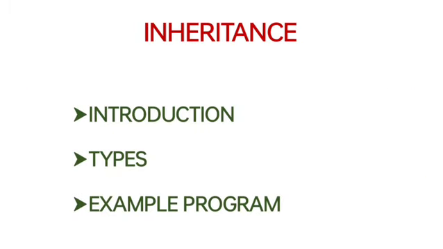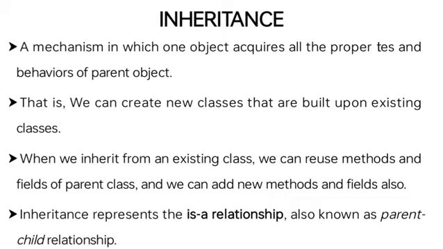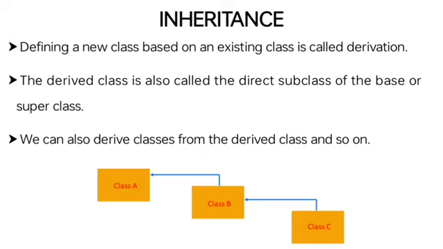Here we will discuss inheritance. First of all, what is inheritance? Inheritance is nothing but one class deriving the properties of another class. That means a new class derives the properties of an existing class. This inheritance represents an is-a relationship and is also known as the parent-child relationship.